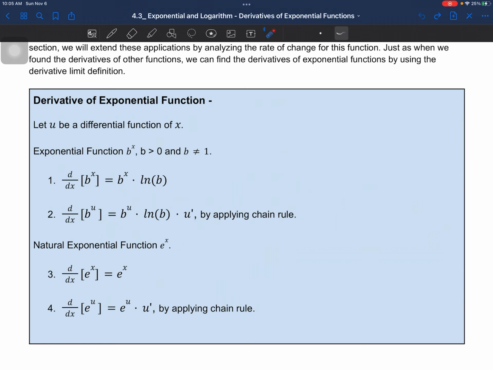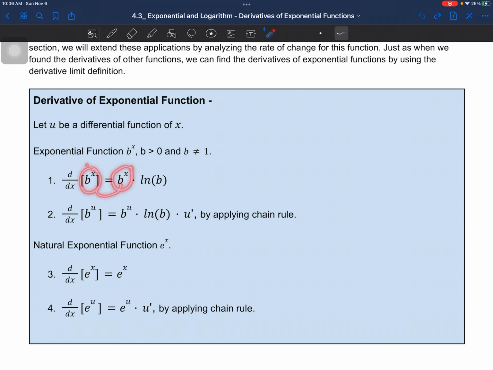So let's begin with this rule. For the purpose of this rule, let's assume that u is a function of x, and that u is also differentiable, right? So u is any function of x. And we define the exponential function as b to the x, where b is any number. So this would be an example of an exponential function. Remember that the base b needs to be greater than 0, it cannot be negative, and it cannot be 1. So it has to be greater than 0, but not equal to 1.